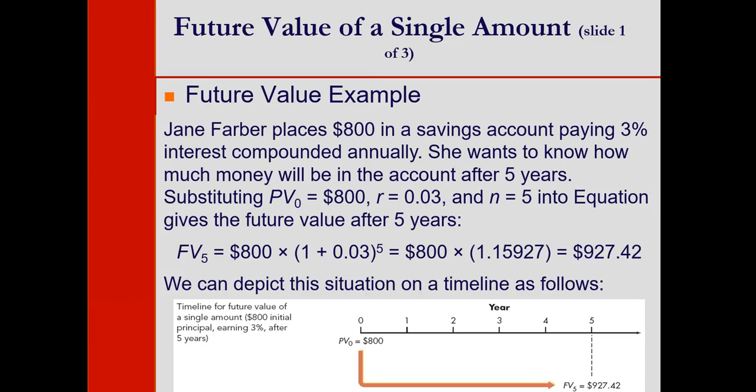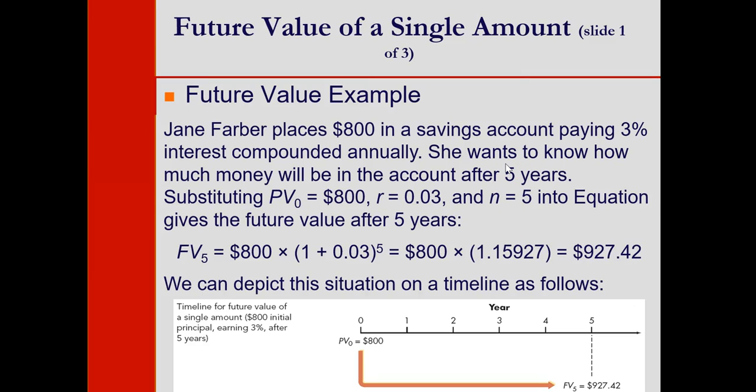Jane Farber places $800 in a savings account, paying 3% interest compounded annually. So the compounding frequency here is annually. We'll talk about some problems later on where the compounding frequency changes. She wants to know how much money will be in the account after 5 years. She knows how much she is putting in her account today, so that is the present value. She wants to know what the future value would be. The interest rate is 3% and the time period is 5 years.